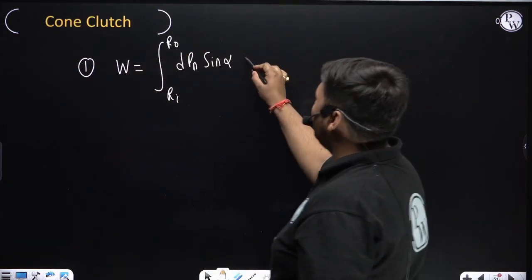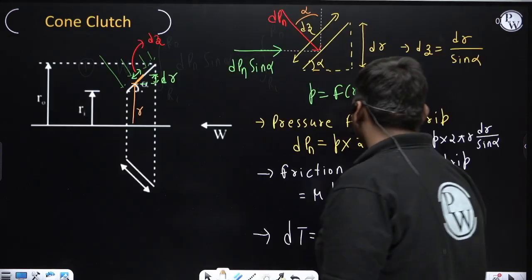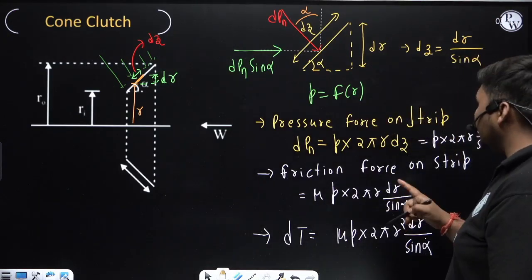Now if we simplify this term, it will come as the integral from ri to ro of dPn. dPn is nothing but p into 2 pi r.